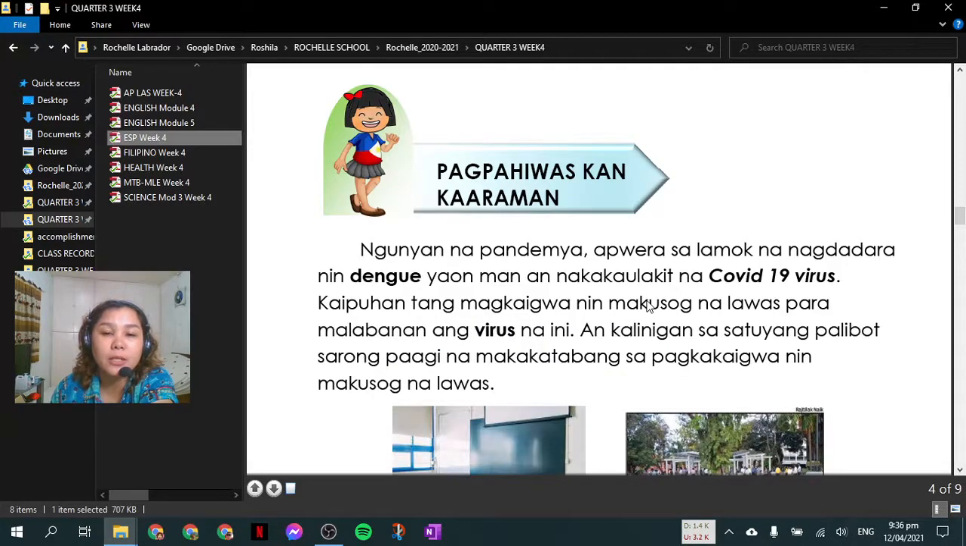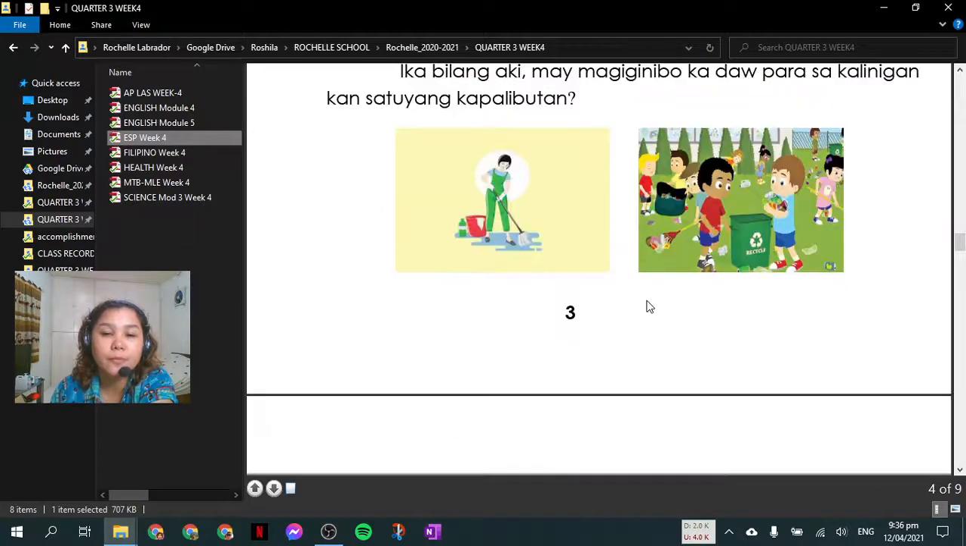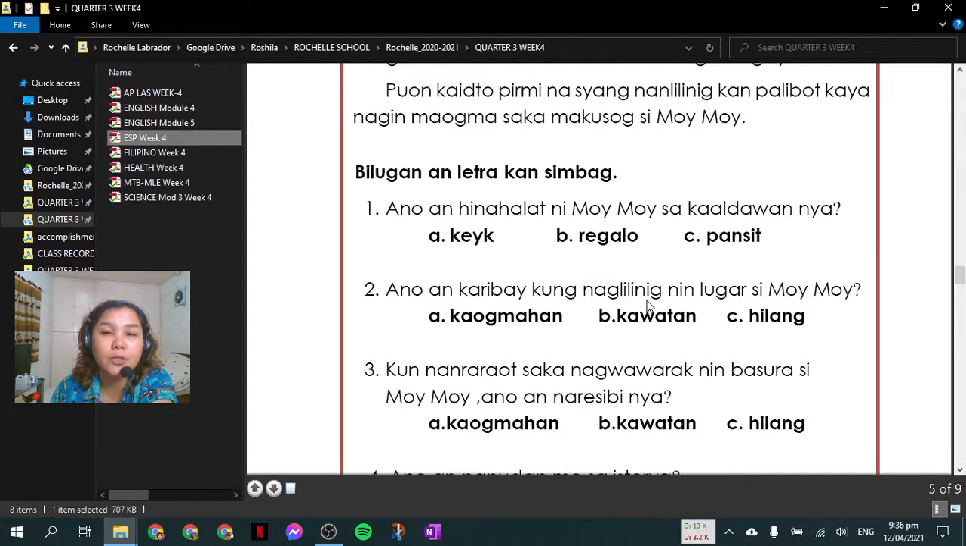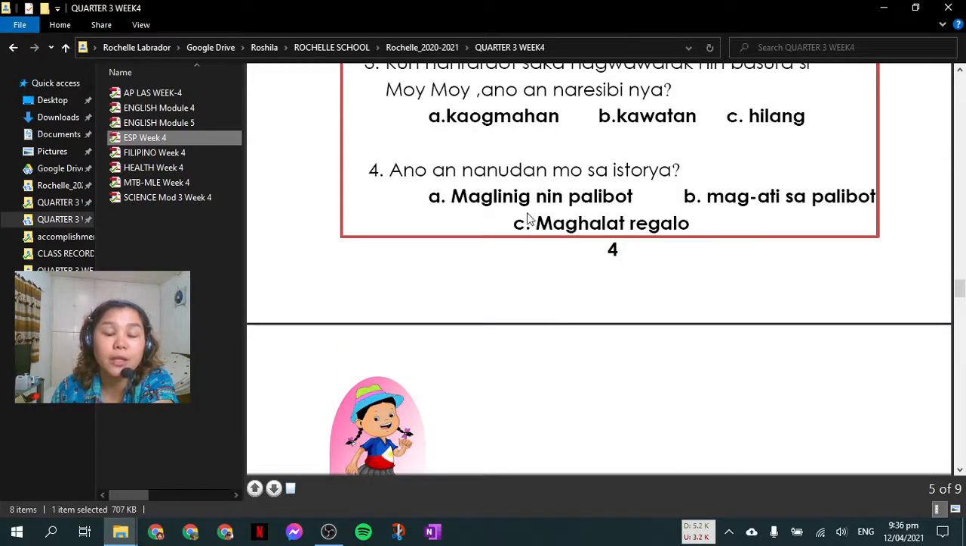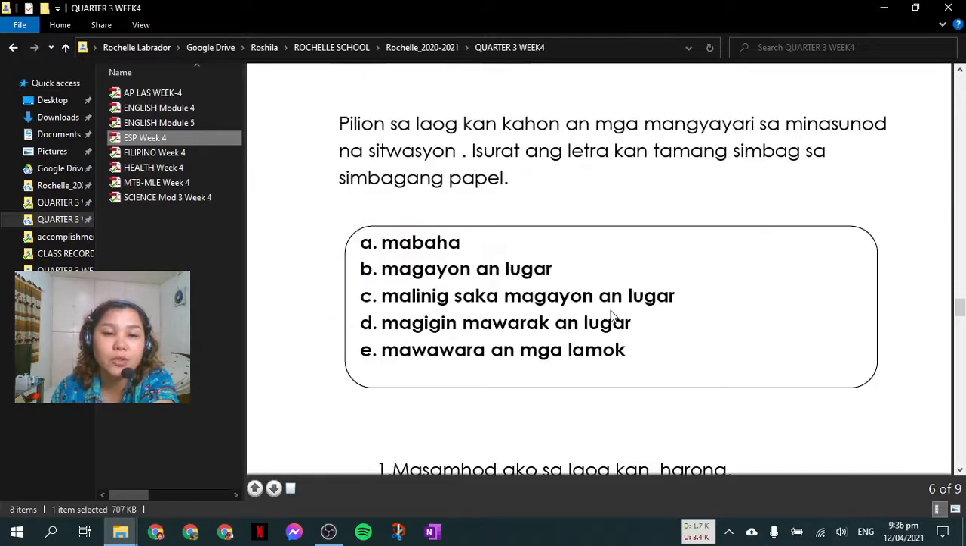Next, pagpahiwas kan kaaraman. So, this is the discussion part. Next, story. I'll read it to you during the lesson video, and the choices for each question will be encircled. Rather, the answer for each item will be encircled. A, B, or C. Isa puso, piliyon sa laogan kahon ang mga mangyayari sa minasunod na sitwasyon. Isurat ang letra kan tamang simbag sa module.